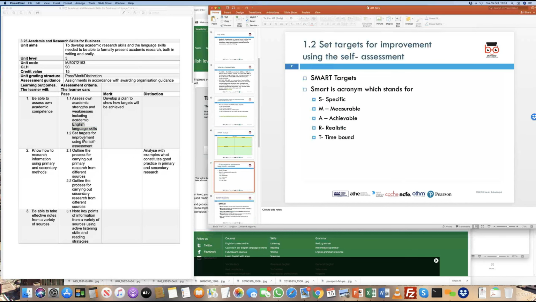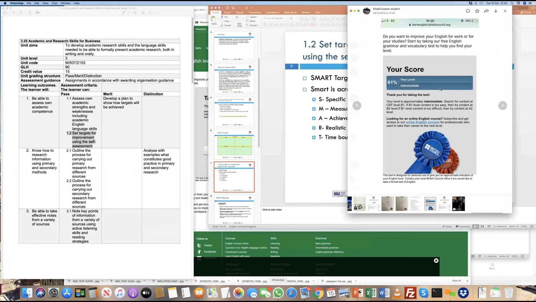Now, the second bit that we want to do, which is the second task, would be to look at how you set targets for improvement. As an example, in this particular case, this learner, when he's taken the test, his English comes out to be at intermediate level, which is, according to the Common European Framework, level B1. In order to progress to university or higher education, like first year of uni, he will need to have at least a B2 level of English.